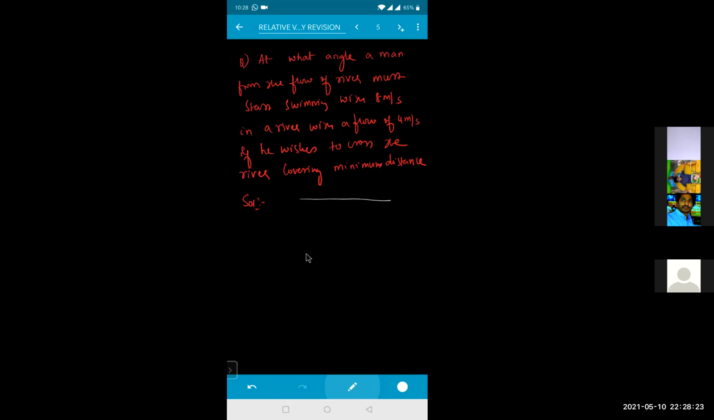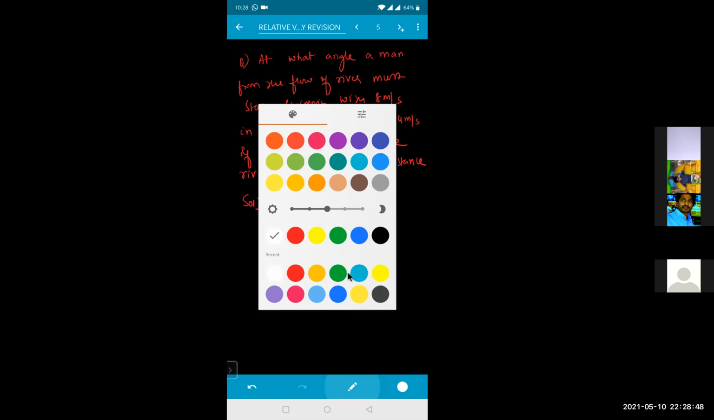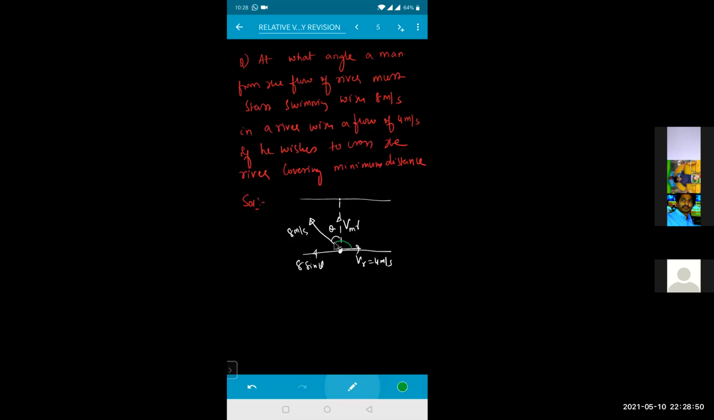Minimum distance means where do we have to go? He'll start from here and he is supposed to reach the opposite point. That means the velocity of the man should be 8 meter per second here. This should be equal to theta, and this will be the velocity of the man with respect to the river. If I resolve it, this will become 8 sin theta, and this is the velocity of the river, which is 4 meter per second. So with the river flow, he will be making this angle.